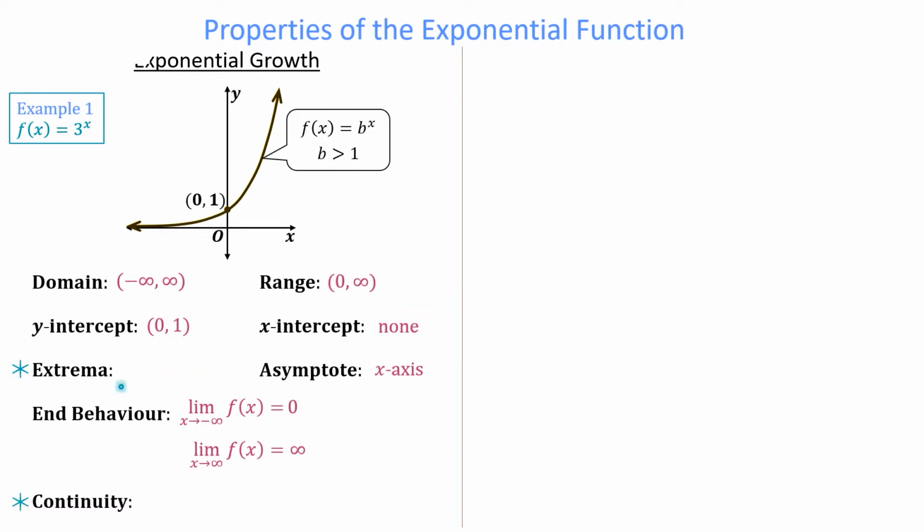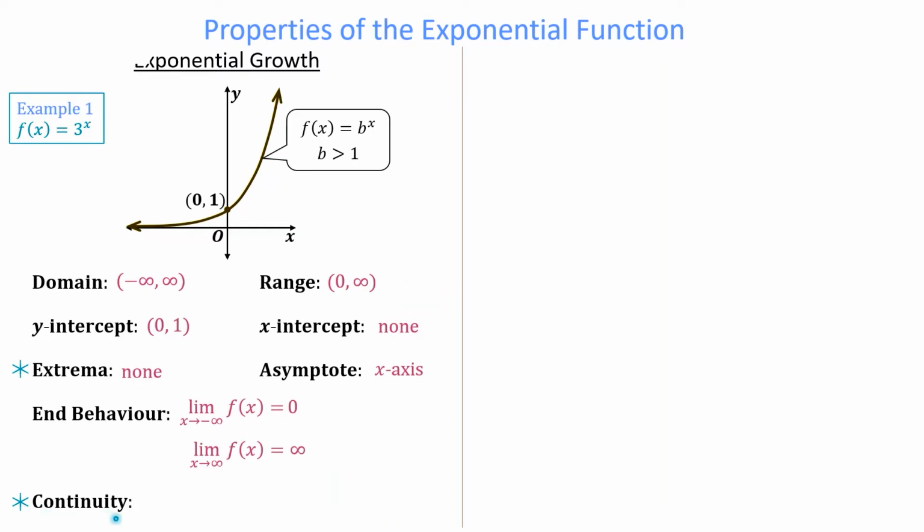For the extrema, we look for minimum and maximum values on this graph. If we try to look for a minimum value, we can see f of x gets smaller and smaller, but never quite reaches 0, so there is no minimum value. And if we try to look for a maximum value, we can see f of x gets larger and larger, approaching infinity. We can see there's no maximum value. So in fact, there is no extrema.